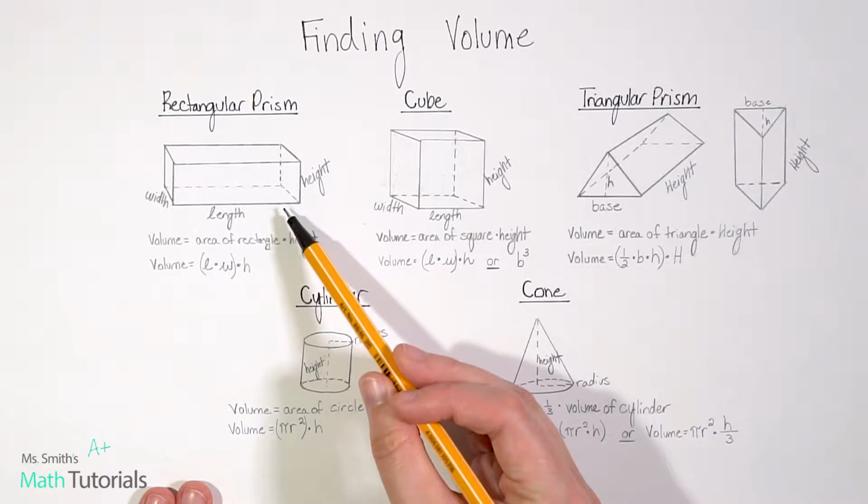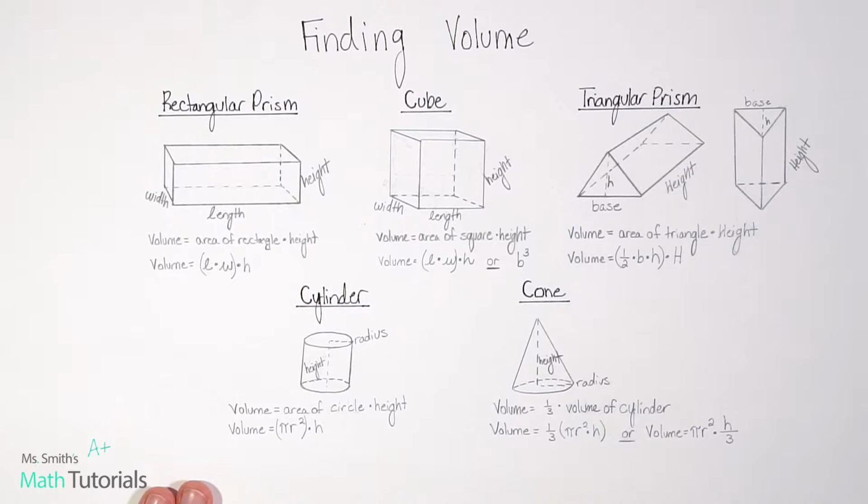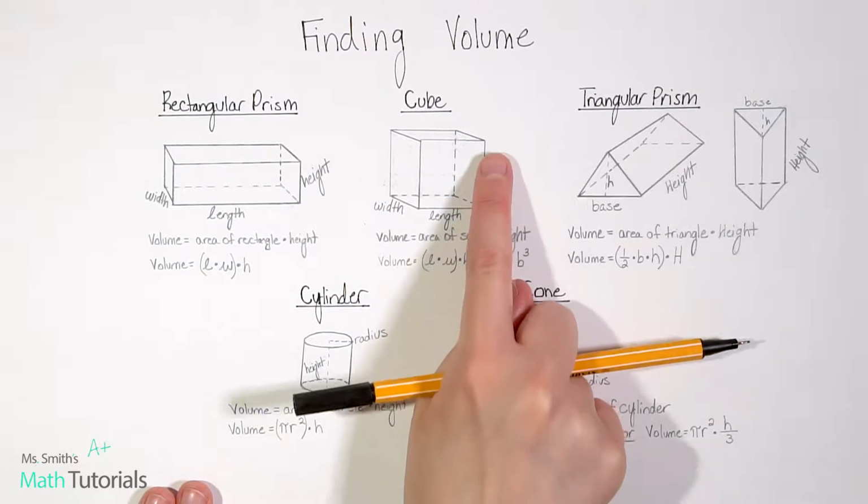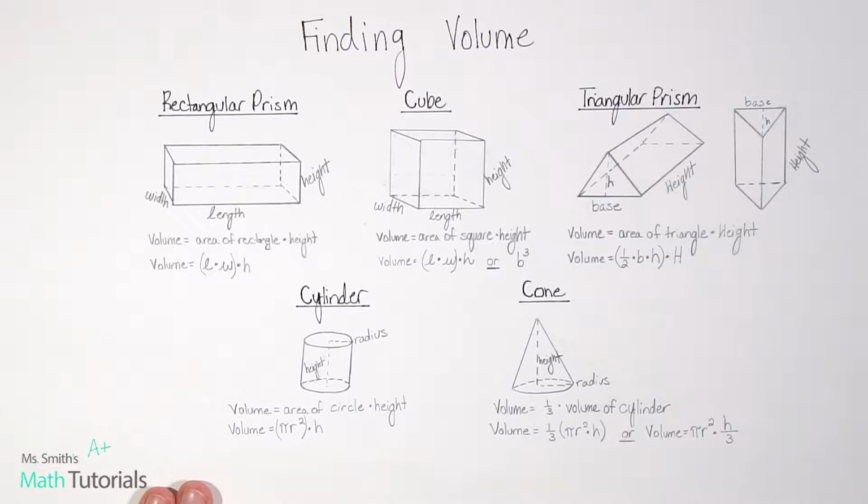A cube is very similar to a rectangular prism, except that our base is a square, okay? And if our base is a square, that means the width, the length, and the height are all the same distance. They're all the same length.